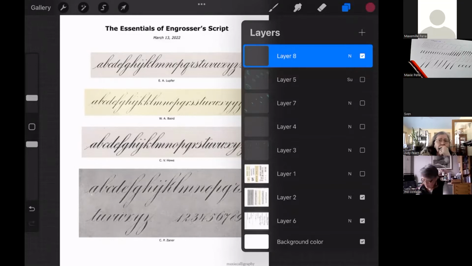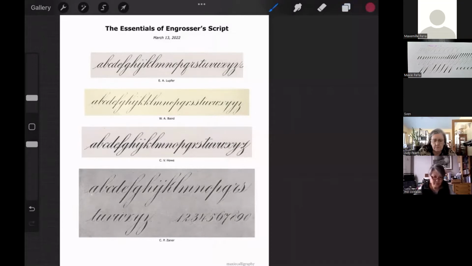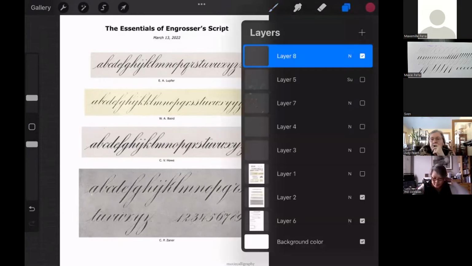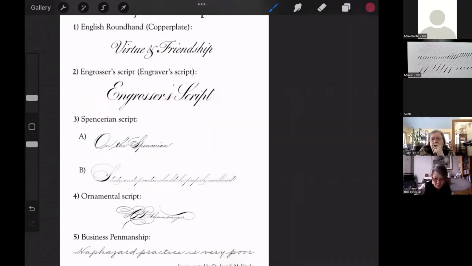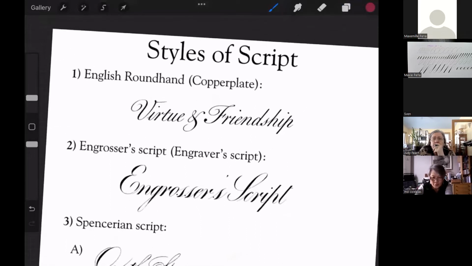Okay. I want to get started by talking about what is Engrosser Script. So Engrosser Script is a style of calligraphy that was developed in the USA over 100 years ago. And we can't really talk about it without first talking about where it came from. It was derived from another script called English Roundhand, obviously from England, based on the name. And this is a cursive script.